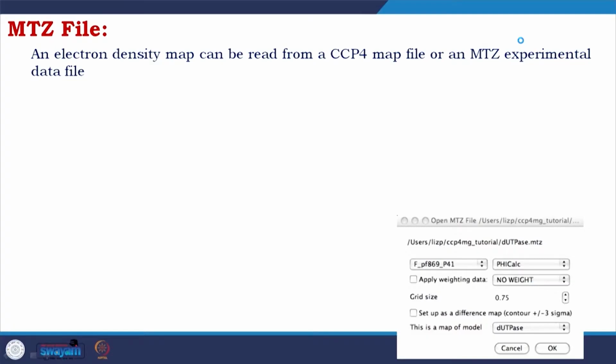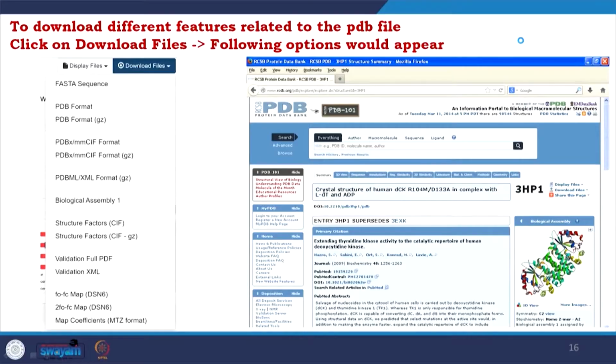So, coming to the MTZ file, an electron density map can be read from a CCP4 map file or an MTZ experimental data file. Up to now we have been talking about PDB, mmCIF, PDB XML, which are all giving structures, whereas MTZ is a different one which is giving the information about the map. If you go back, you will see, if you remember, the Fo-Fc map and 2Fo-Fc map. I have talked about them in the crystallography section.